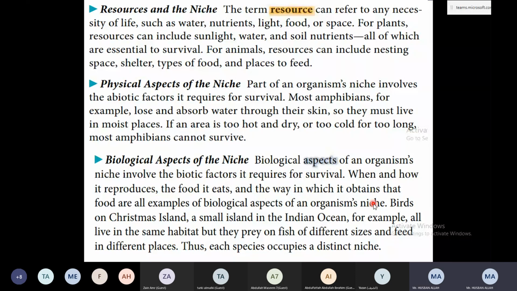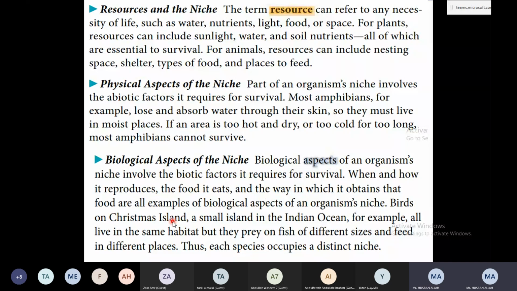So these things, like how and where they are going to reproduce, the type of food they are going to eat, and the way they are going to get the food, from which organism they are going to get the food. All these come in the circle of niches.